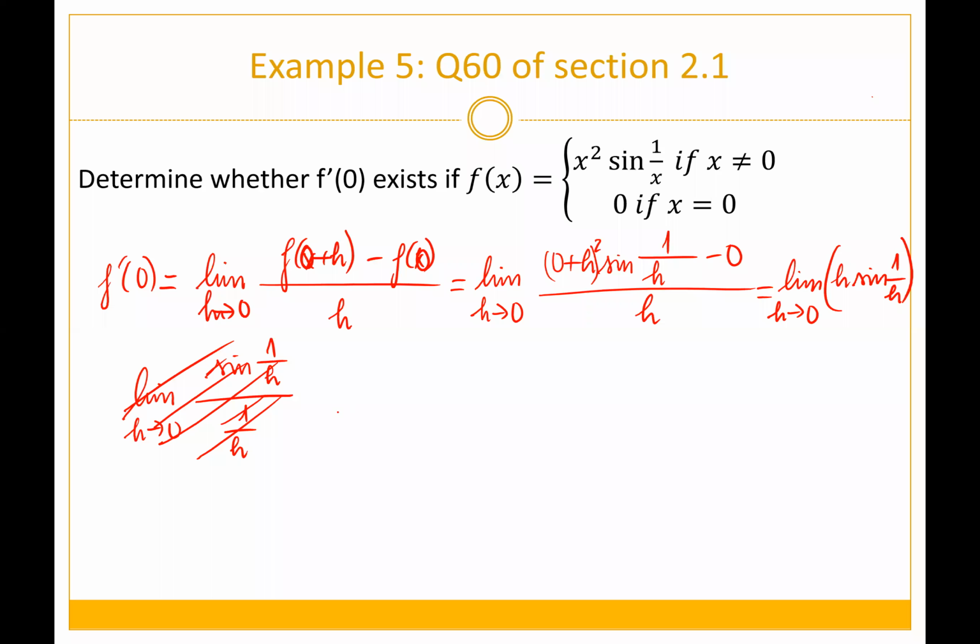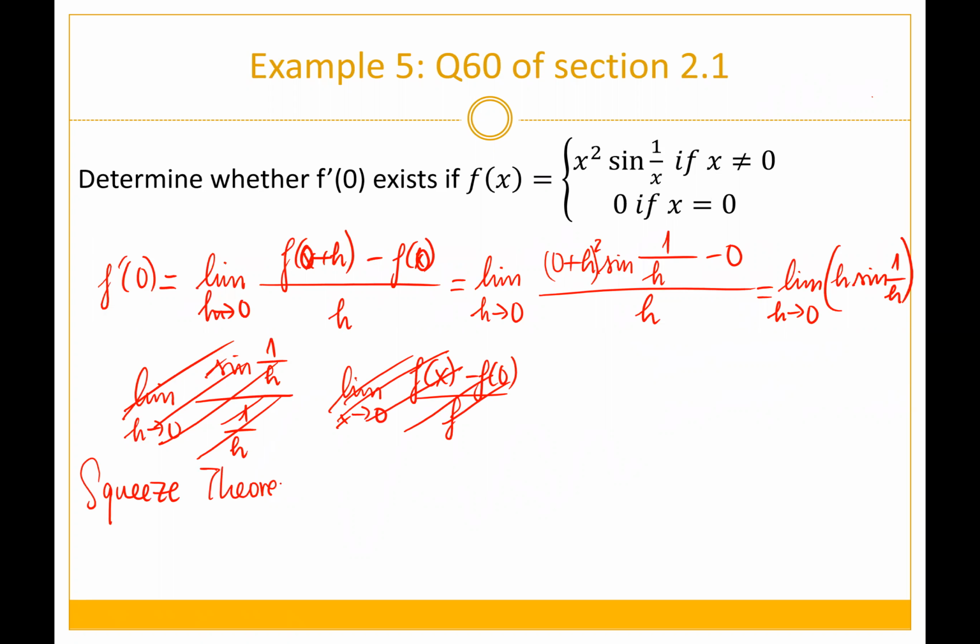Actually, if we do it the other way, it can be easier for us. We're going to have the limit of x approaching 0 of f(x) minus f(0), divided by x. You're going to end up with the same thing, but now we're going to use the squeeze theorem. I would expect you to have learned this one last week, but I didn't really go over this.